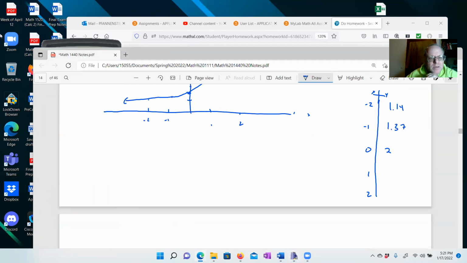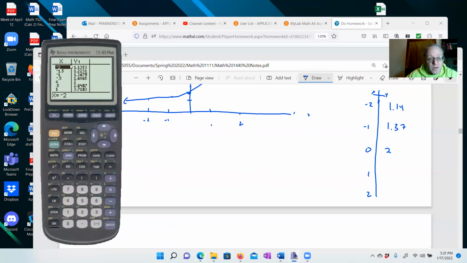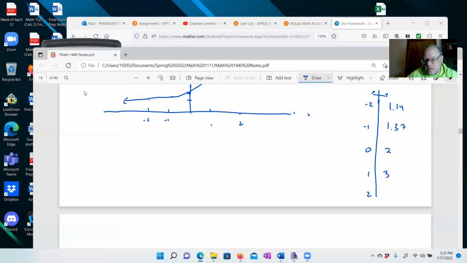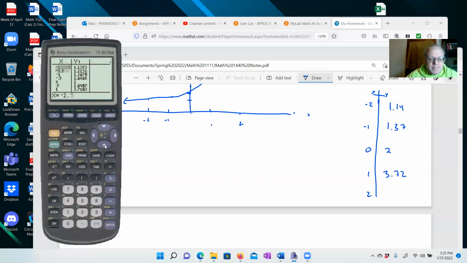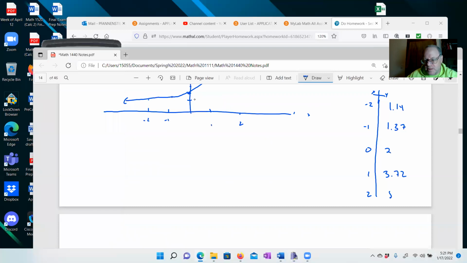At 0 this was 2, because e to the 0 is 1. At 1, we are at 3.72. And at 2, we are at 8.39, it looks like. That's kind of the easy way of doing this.